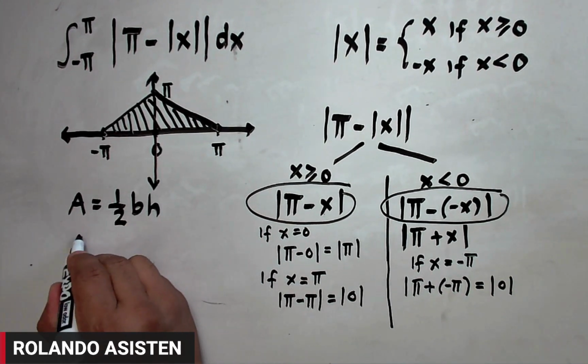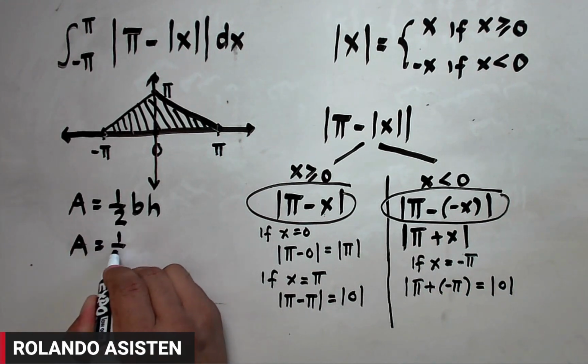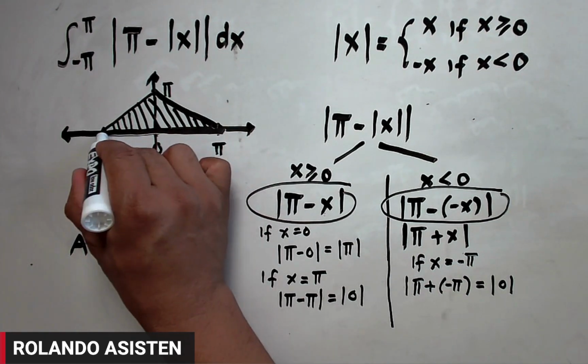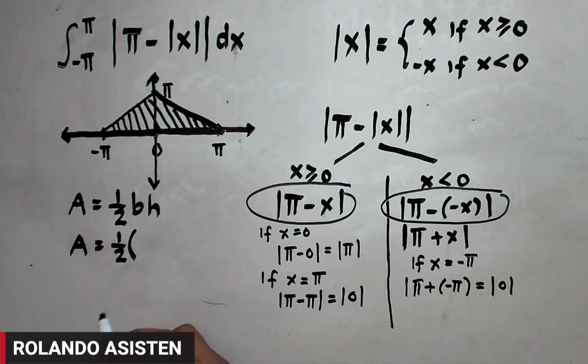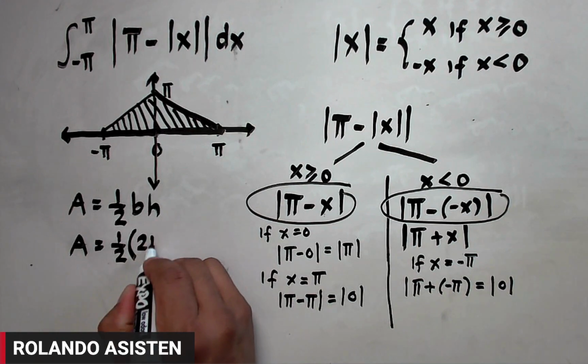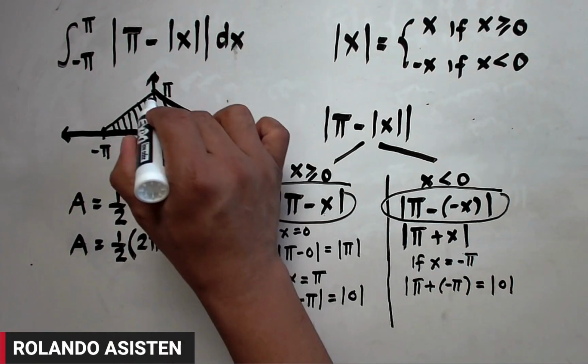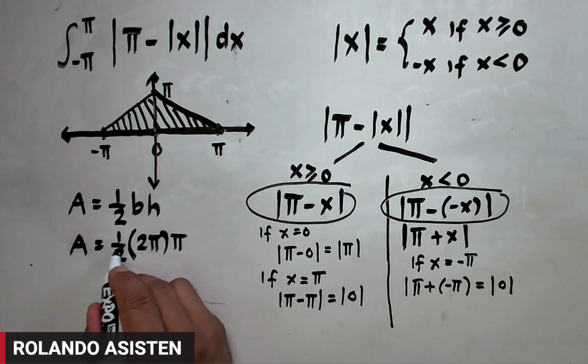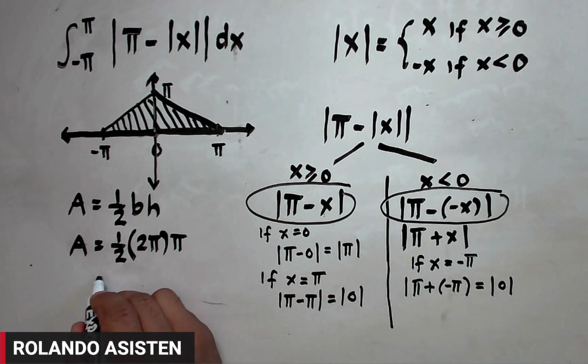So this is now equal to 1/2. Our base here is this length. So you have pi at the left and pi at the right side of the 0, so that is equal to 2 pi. And our height is also pi. So 1/2 times 2 is 1, and pi times pi is pi squared.